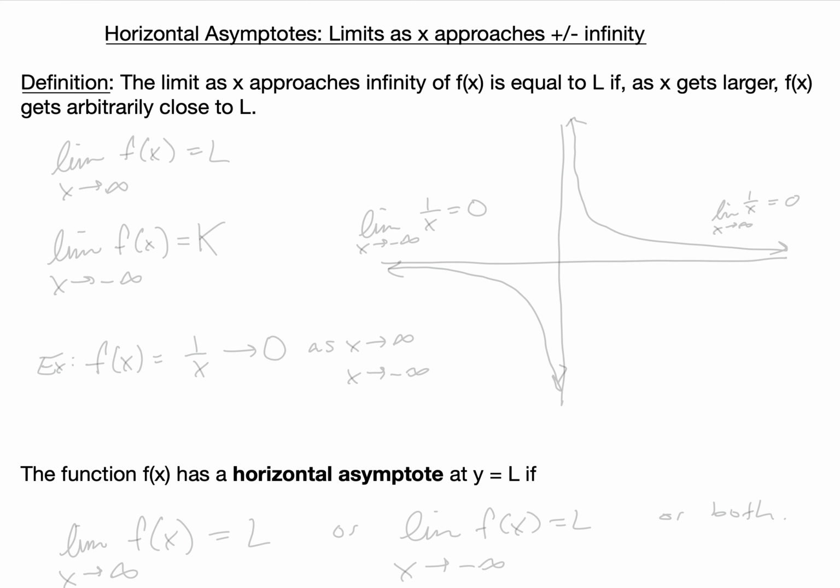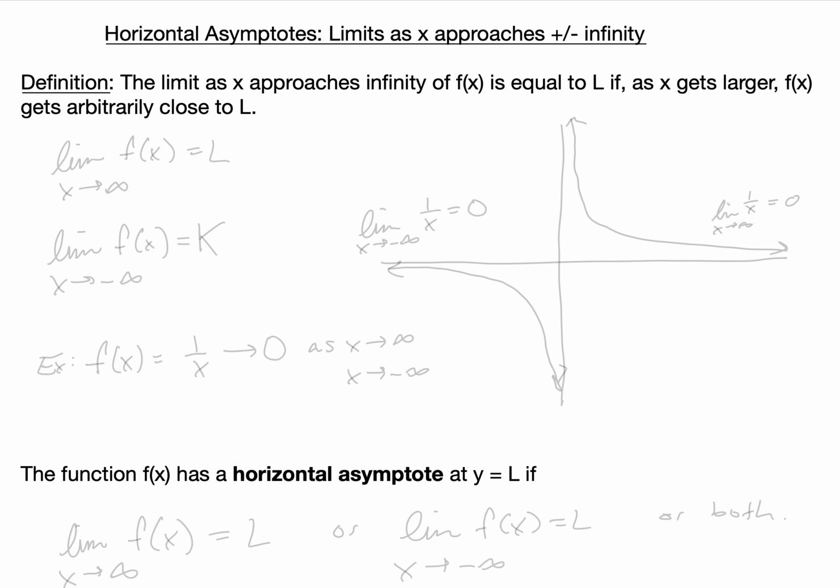In this video, we're going to talk about horizontal asymptotes, or limits as x approaches positive or negative infinity. So here we're talking about the end behavior of a function, what happens to the output of the function as the input gets arbitrarily large or arbitrarily large in the negative direction.